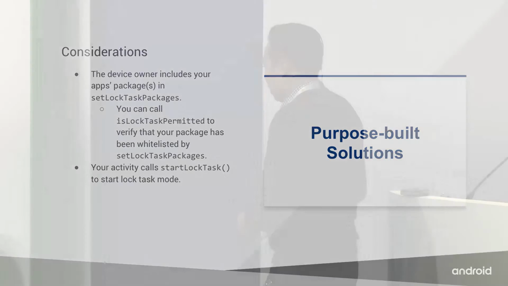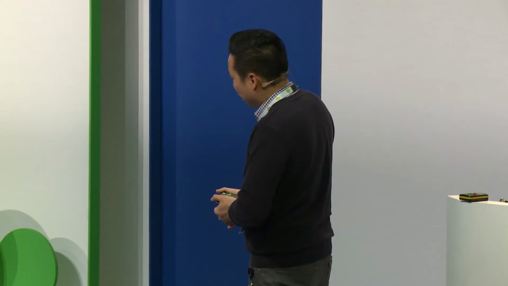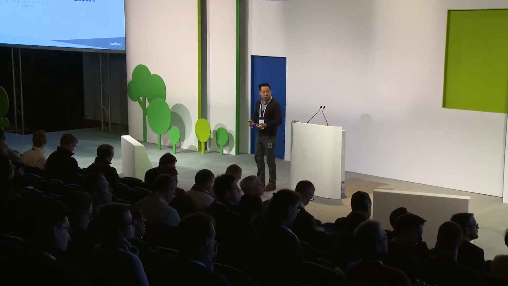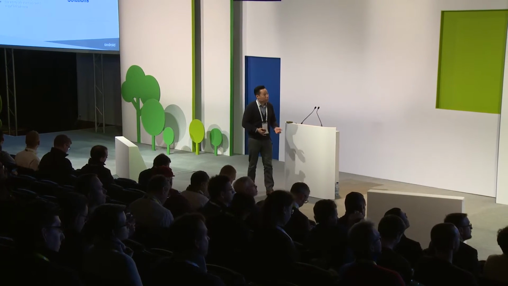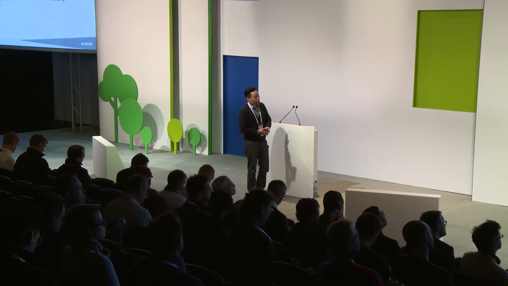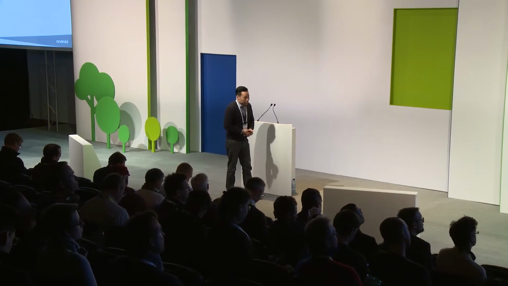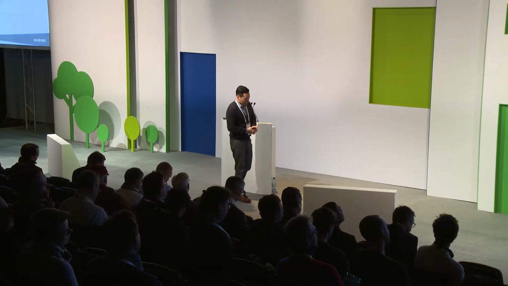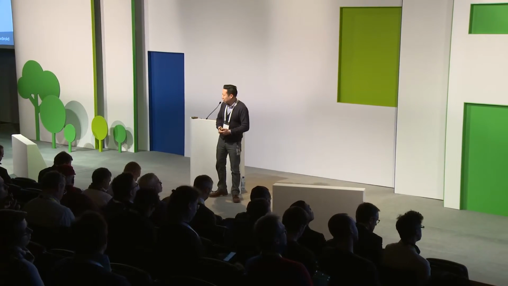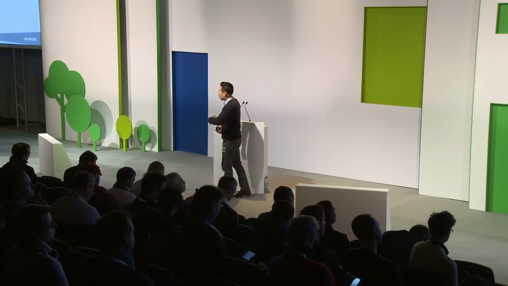Your app is launched, and in the initial activity's onCreate or onStart, you call isLockTaskPermitted to verify that the package has been whitelisted by setLockTaskPackages. This will also allow you to add lock task functionality to your app without having to maintain two versions of it. So users who want to use your app outside of lock task mode and users who want to use your app in lock task mode can install the same APK.